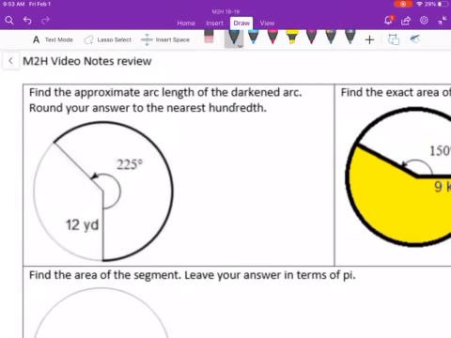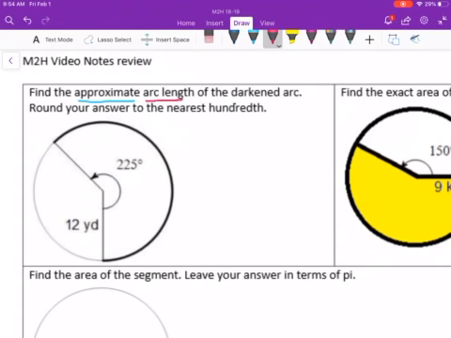All right, so we are going to do a little bit of a review since we missed the past couple days. So take a look at this first problem and make sure you're writing these down as we go. So it says find the approximate, so you're going to be rounding, arc length of the darkened arc. Round your answer to the nearest hundredth.